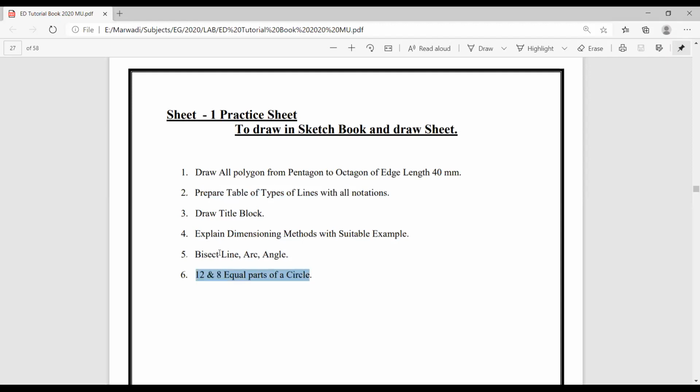12 and 8 equal parts of the circle, bisection of line, arc, and angle. As you already know, this is the subject of practice, not only learning. Let me give you a brief highlight about the requirement of the practice, why we need to do the practice. As you can observe, for this subject particularly, you have 2 labs, 4 hours of lab within a week.